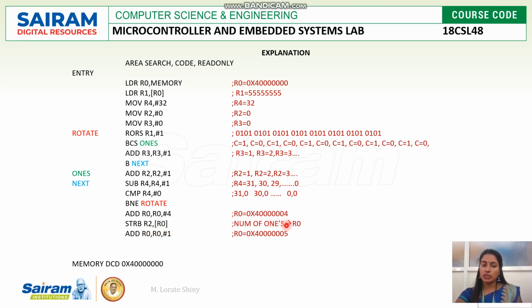Next, where can I store the next one, the number of zeros? One more time, with that R0 I am adding 1. So now the address is 40000005. In that location I am storing the content of R3. R3 is nothing but the number of zeros. So at the end we can find the number of ones and zeros in the R2 and R3 registers, as well as in these two memory locations, 40000004 and 40000005.